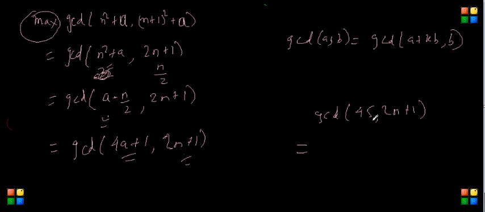GCD of 45 with 1 is 1, I can as well say that GCD of 45 with 3 is 3, GCD of 45 with 5 is 5, GCD of 45 with 7 is 1, because 45 and 7 are co-primes or relatively prime to each other.